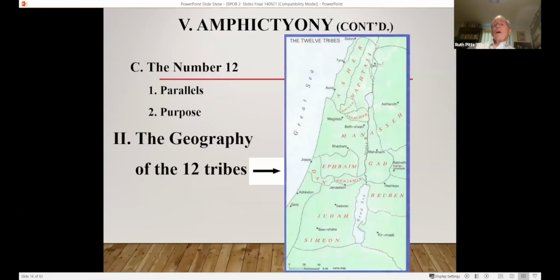Now, the number 12, there are lots of parallels in the world of that day, and the purpose has been conjectured in a variety of ways, such as a lunar calendar, and each one having responsibility for 1 month of the year for the care of the tabernacle or the temple, and so on. Anyway, here is the geography of the 12 tribes, and over that 200-year period, this will change some.